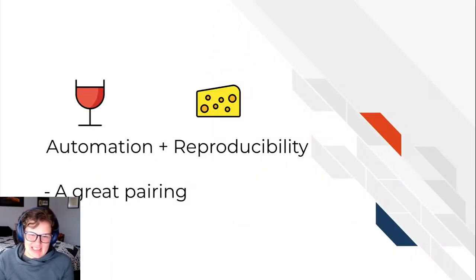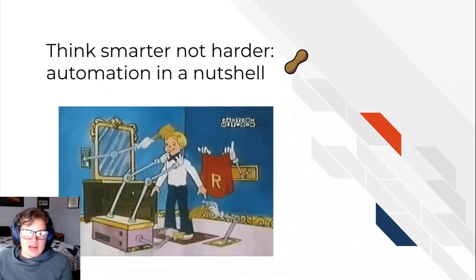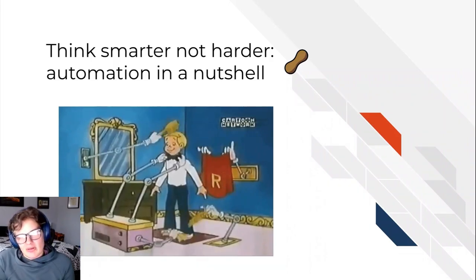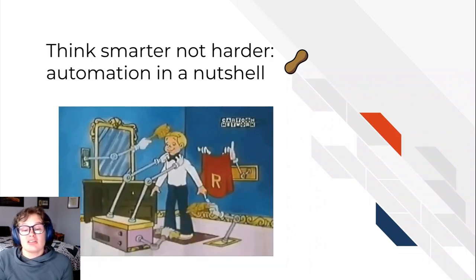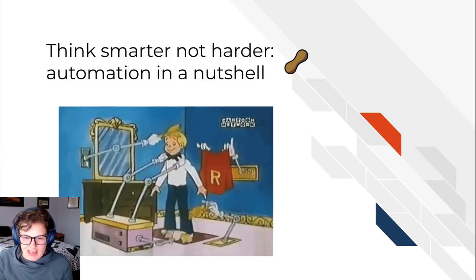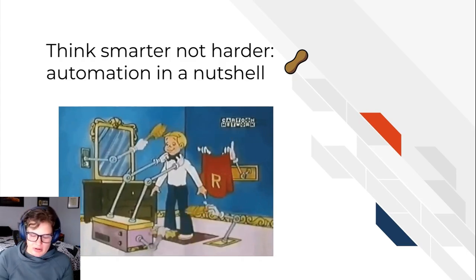That is why I say that, much like wine and cheese or a nice grape juice and cheese, automation and reproducibility are a great pairing. They go really well together. They promote each other, and it's a great skill set. That's why I'm glad you're in this course, because ultimately, we want to be thinking smarter, not harder. We want to use automation to help us save time and also help us do things in a way that is more efficient and more thorough.